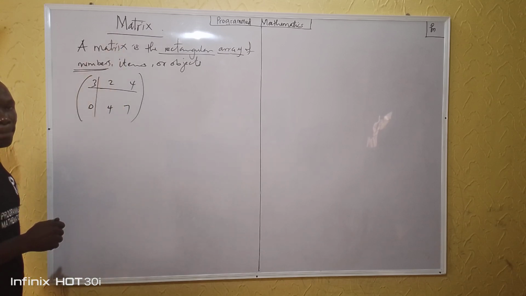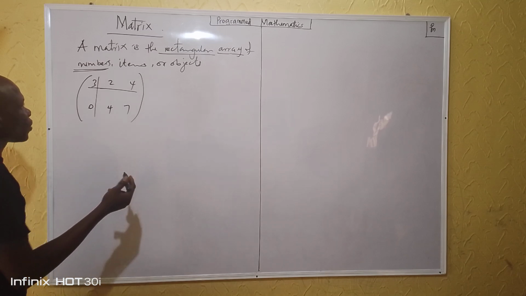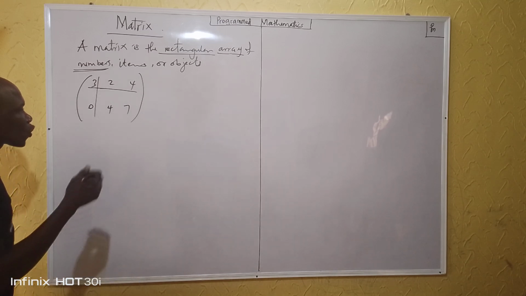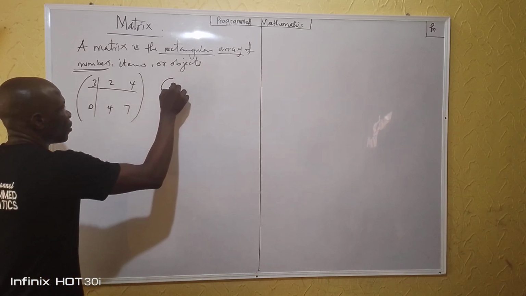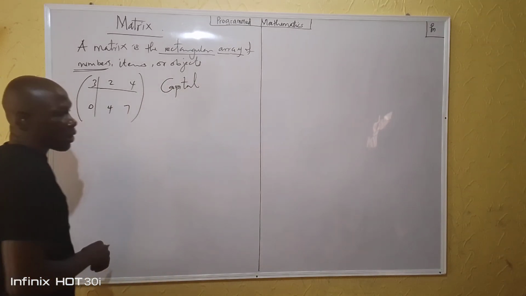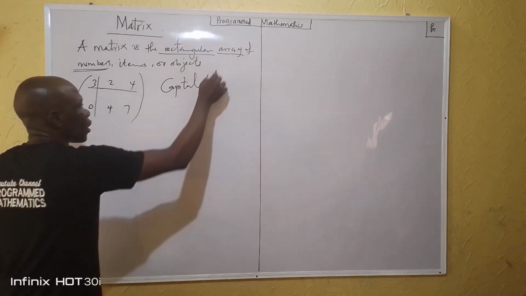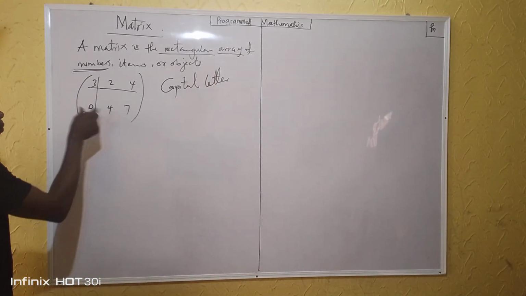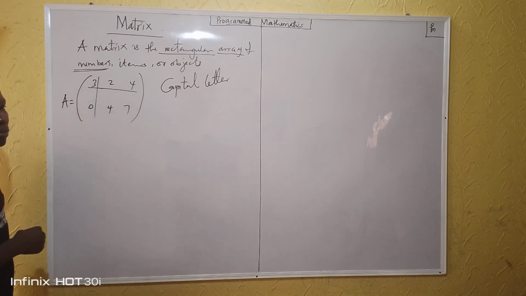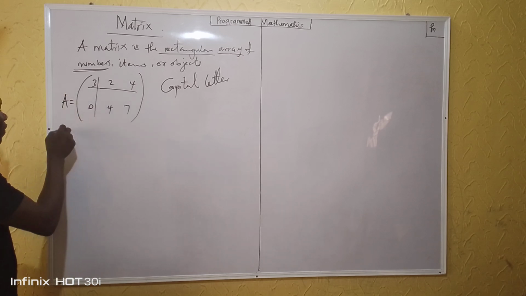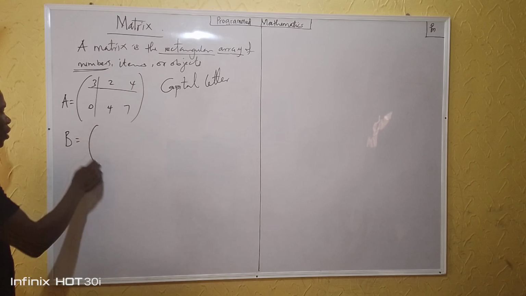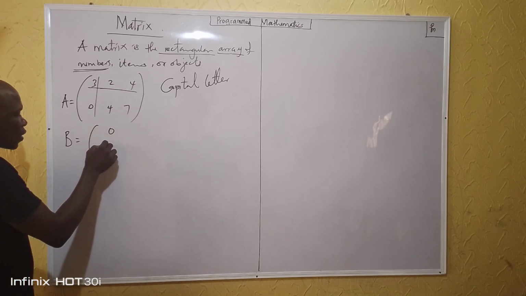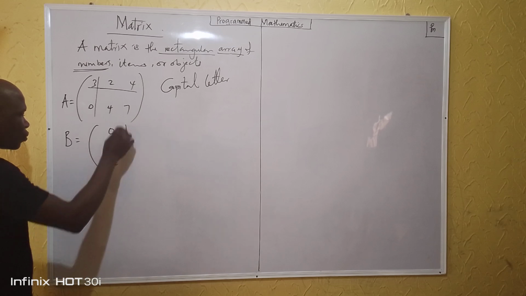Now it's important to note that a matrix on its own is always denoted by a capital letter. A matrix is always denoted by a capital letter. Which means if I have this as a matrix, I can call this matrix A. So this is matrix A. If I have another matrix, I want to call it matrix B. I can say this is matrix B, having the numbers 0, 1, and let's just say 2.